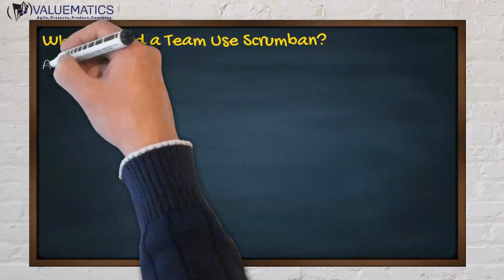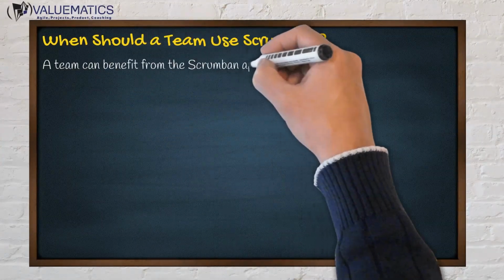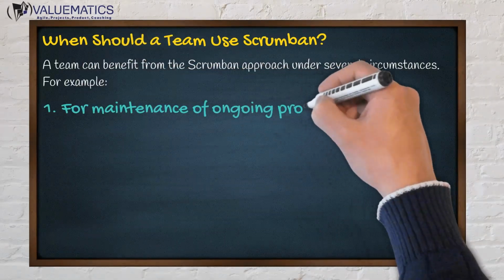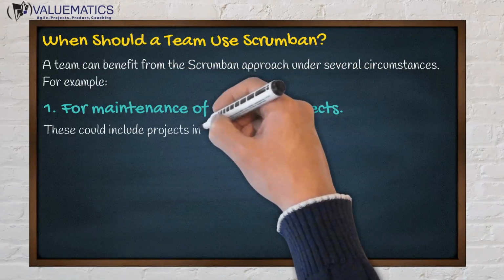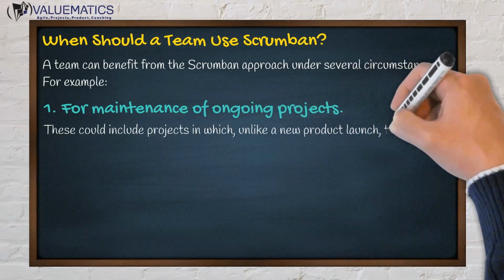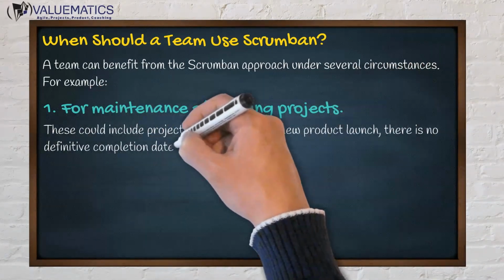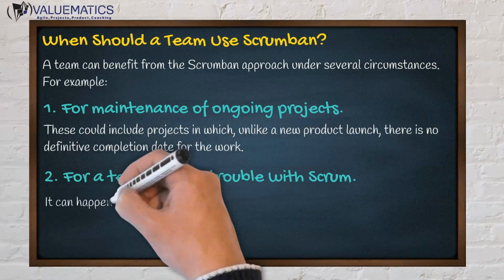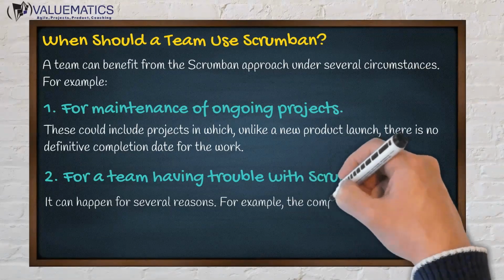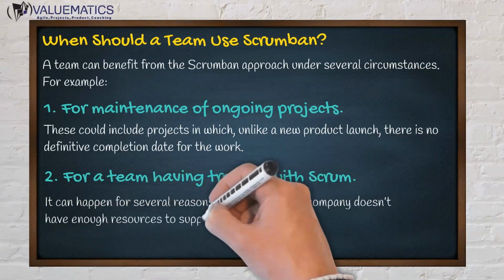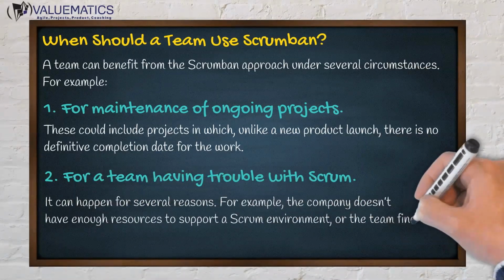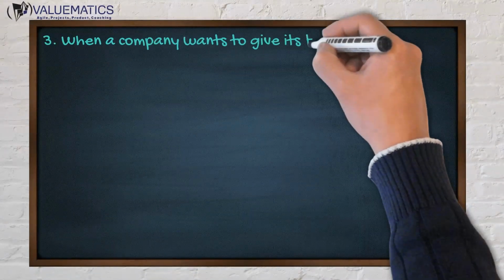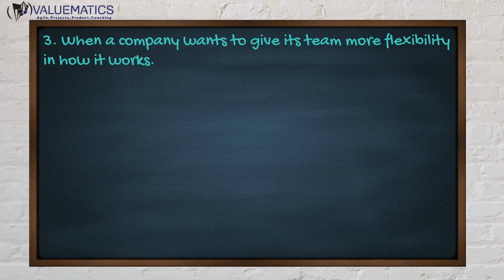When should a team use ScrumBan? A team can benefit from the ScrumBan approach under several circumstances. For example: 1. For maintenance of ongoing projects. These could include projects in which, unlike a new product launch, there is no definitive completion date for the work. 2. For a team having trouble with Scrum. It can happen for several reasons. For example, the company doesn't have enough resources to support a Scrum environment, or the team finds Scrum's requirements too rigid. 3. When a company wants to give its team more flexibility in how it works.